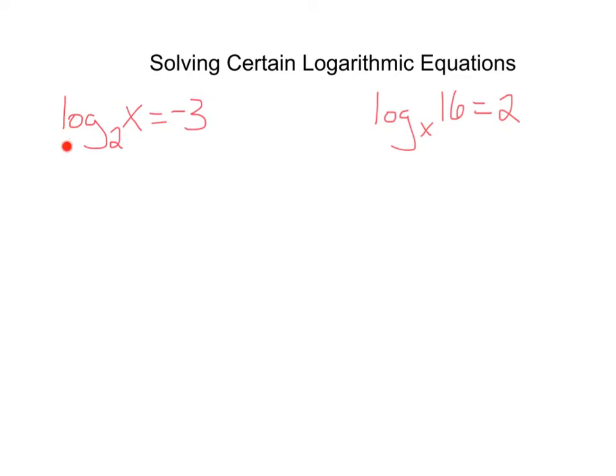A logarithm equals an exponent. So our exponent here is going to be -3, and our base is still going to be 2. So we have 2 raised to the -3rd power equaling x. And so we can actually solve this equation for x by simply doing some exponent rules. x is the same as 1 over 2 cubed, which is 1 over 8.